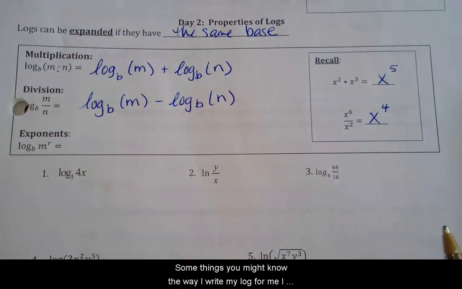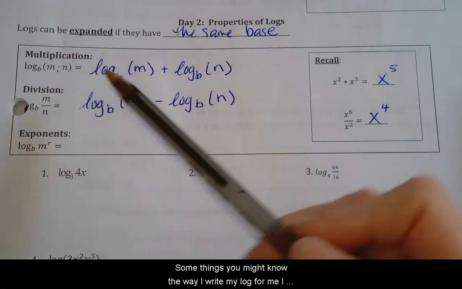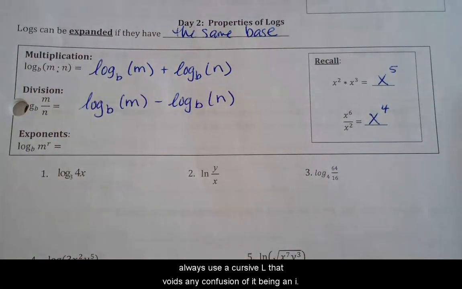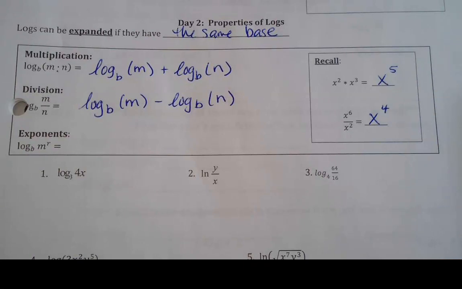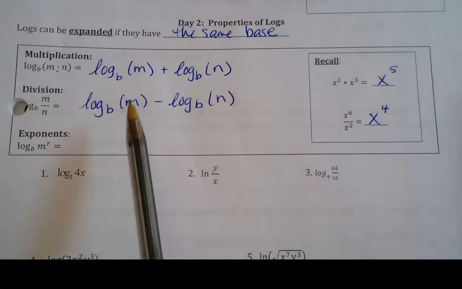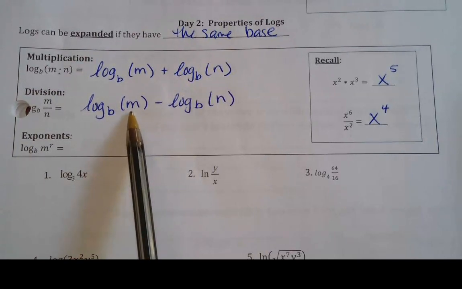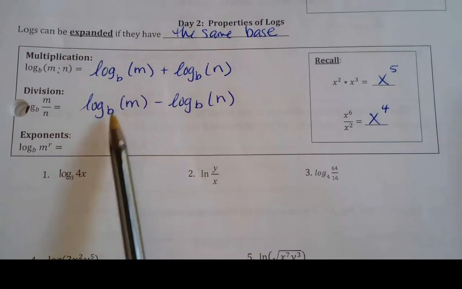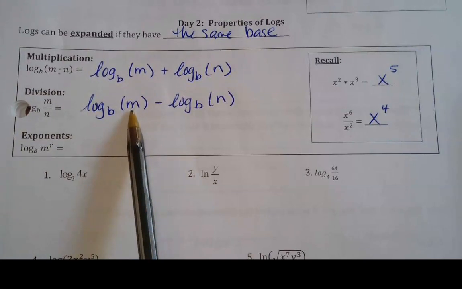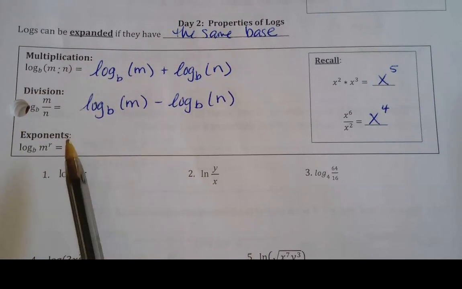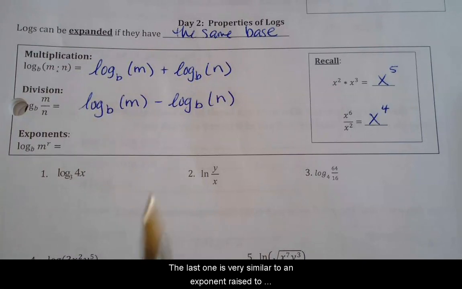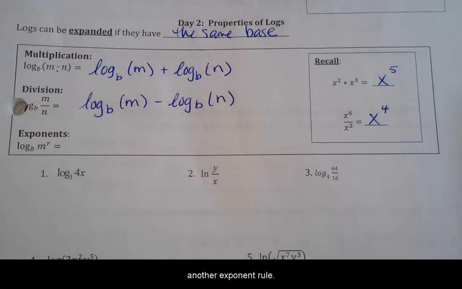Some things you might notice about the way I write mine. For log, I always use a cursive L. That avoids anyone thinking that it's the letter I. Whatever I'm taking the log of, I always use parentheses, but it is perfectly fine if you just write log base b of m and you don't write any parentheses there. Perfectly okay.